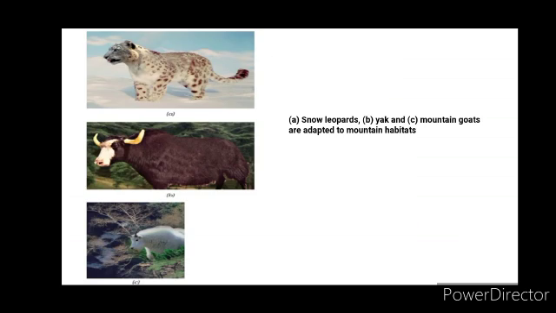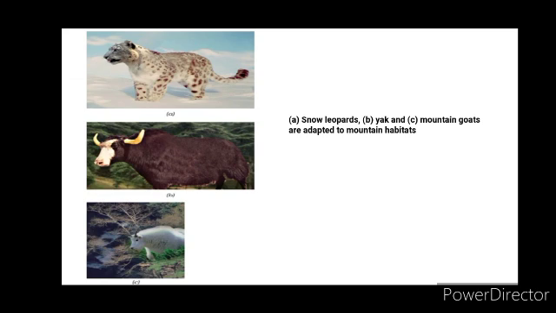Animals living in the mountain region are also adapted to the conditions there. They have thick skin or fur to protect them from cold. For example, yaks have long hair to keep them warm. Snow leopards have thick fur on their body, including feet and toes. This protects their feet from the cold when they walk on the snow.